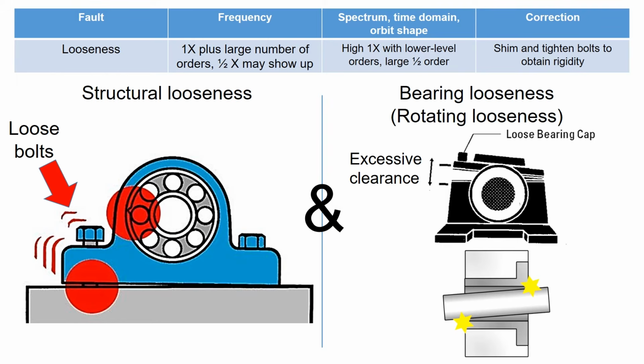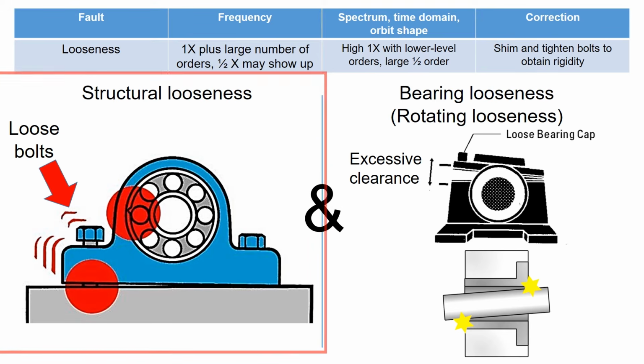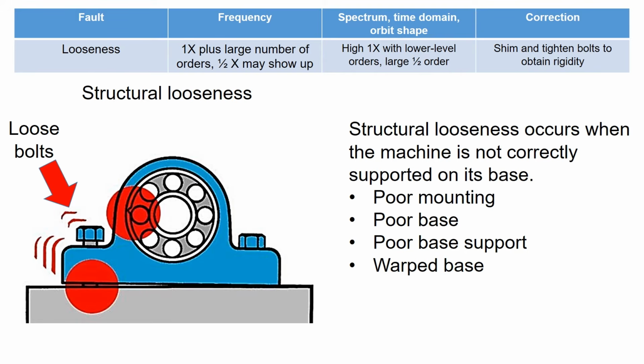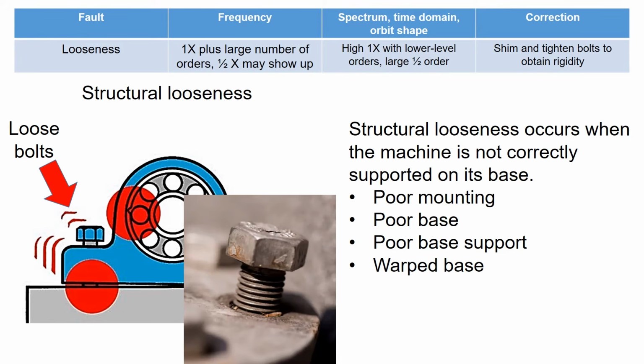There are two primary types of looseness, structural looseness and bearing looseness. Let's look into the structural looseness first. Structural looseness manifests when the machine lacks proper support in its base. Poor mounting, poor base support, and a distorted base can contribute to structural looseness.